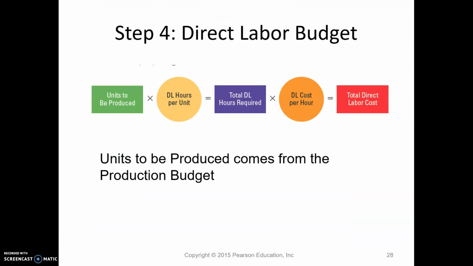Okay, so next we have our direct labor budget. What are we going to spend for the direct labor it takes to make the units that we need to produce? So again, we start with the bottom line of the production budget, the units to be produced, multiply it by the direct labor hours it's going to take to make one unit, and that'll give us the total direct labor hours required. We multiply that by the direct labor hourly cost, and that'll give us our total direct labor cost.